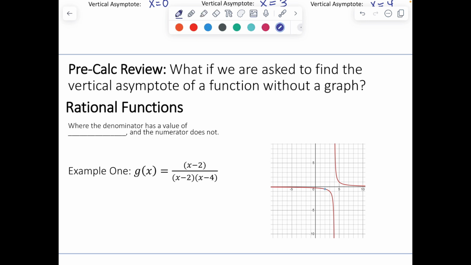What you are looking for is a rational function will have an asymptote where the denominator has a value of 0, but the numerator does not have a value of 0. And that idea of the numerator not having a value of 0 has to do with removable discontinuities.